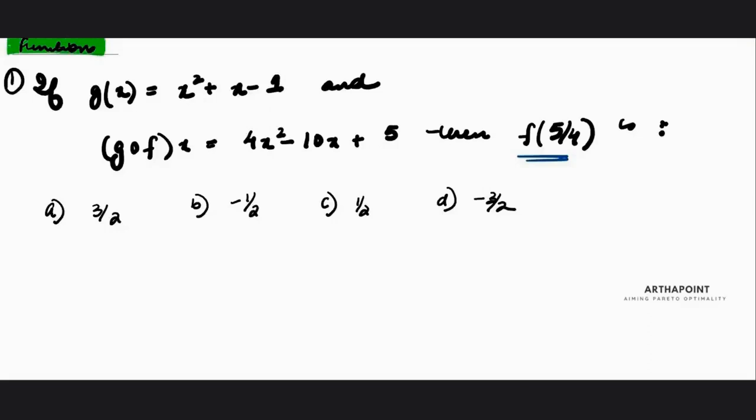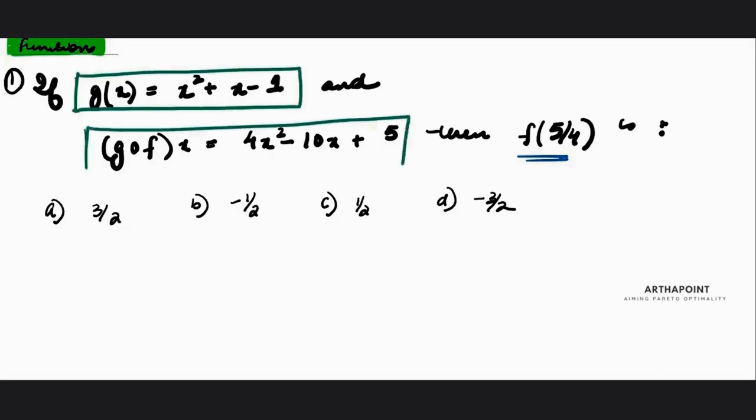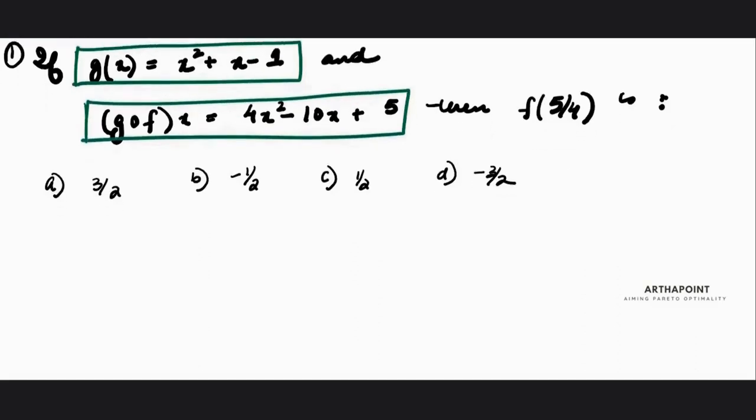So consider this question first. You're given a function g of x as x squared plus x minus 1, and you're given g of f of x as this. And the question is asking you to find f of 5 by 4. Now, to find the value of the function evaluated at 5 by 4, you first will have to find that function. You have to find what f of x is. And in order to find out f of x, you'll begin with this.